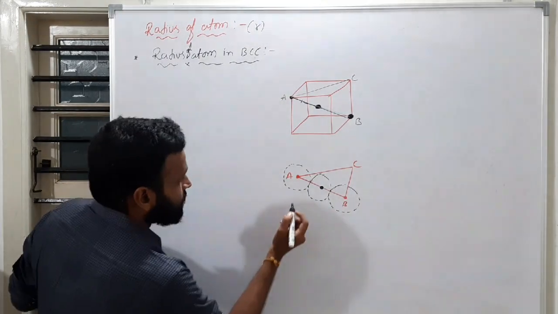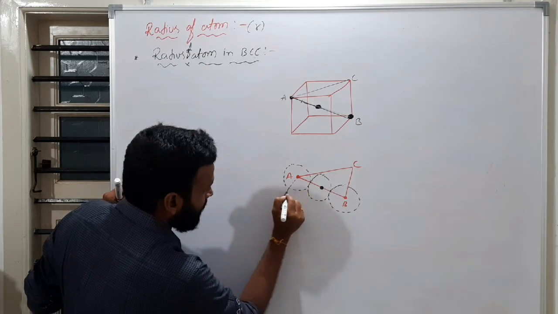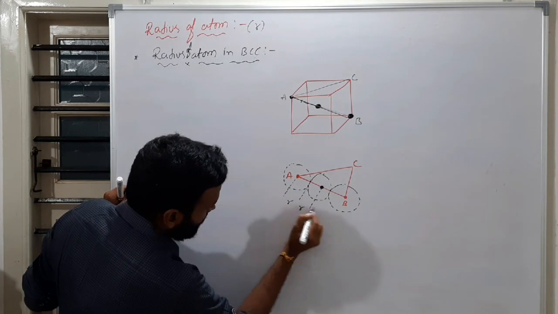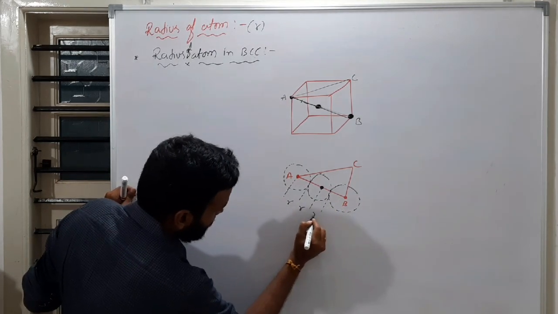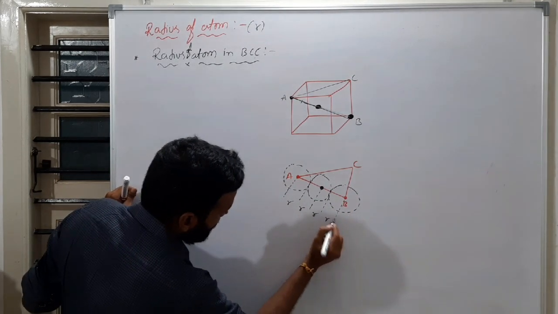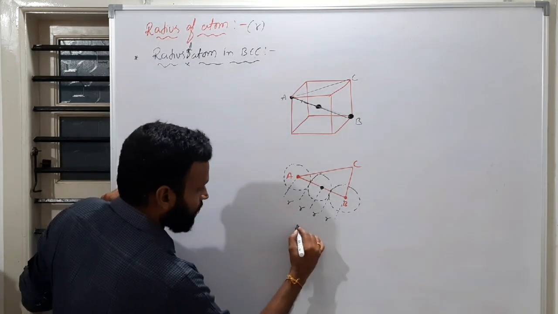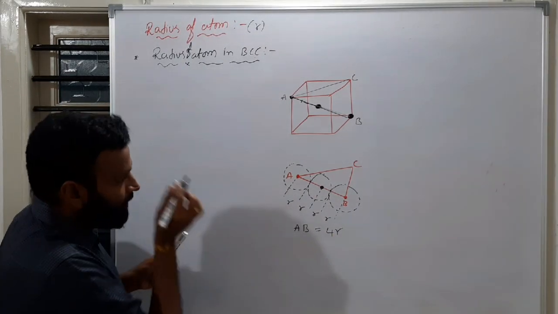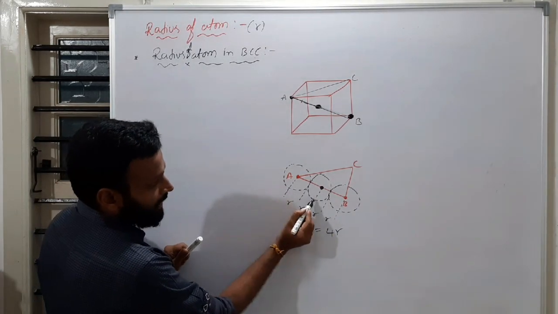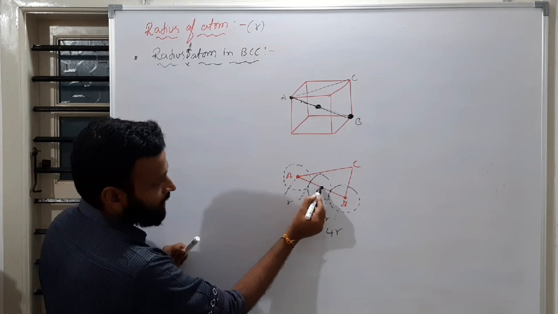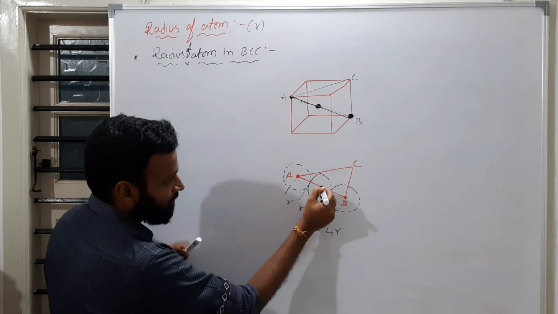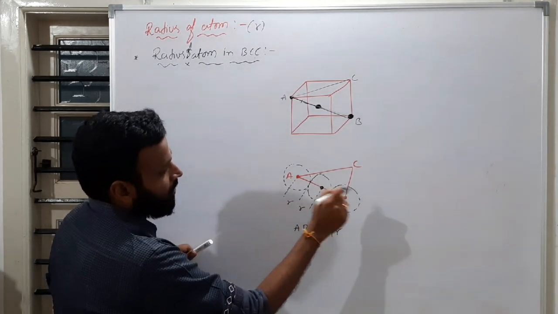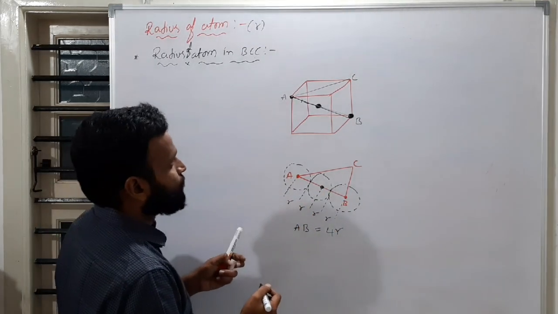Sorry for the disturbance. So here you have radius. Here to here you have R, and here to here you have R, and here to here you have R, and here to here you have R. Same. Now AB is equal to 4R. Same story. So this is a corner atom. In the middle, this black color, you have a body center atom, and these two red color are corner atoms. So AB is equal to 4R.